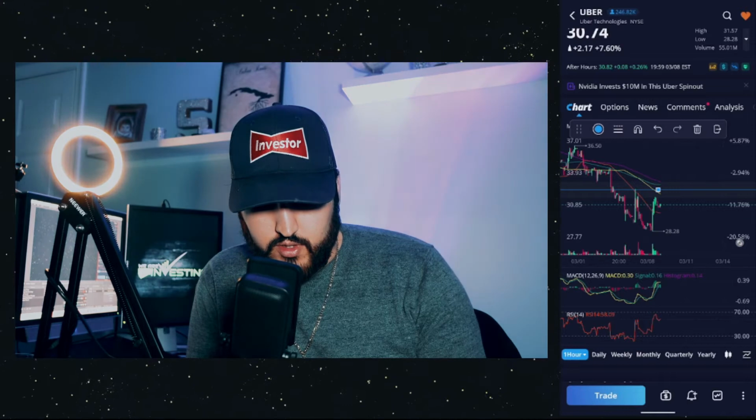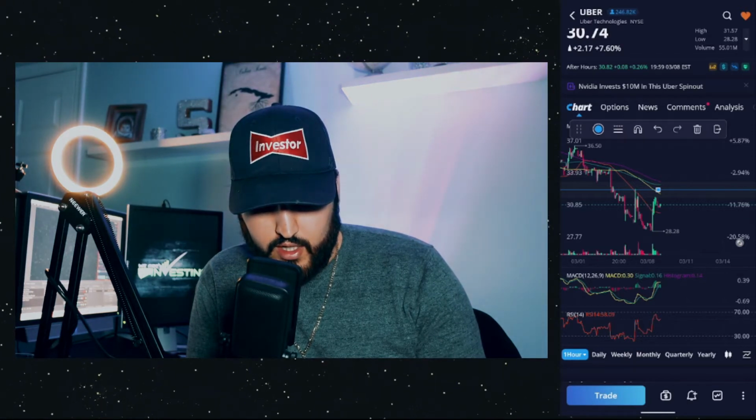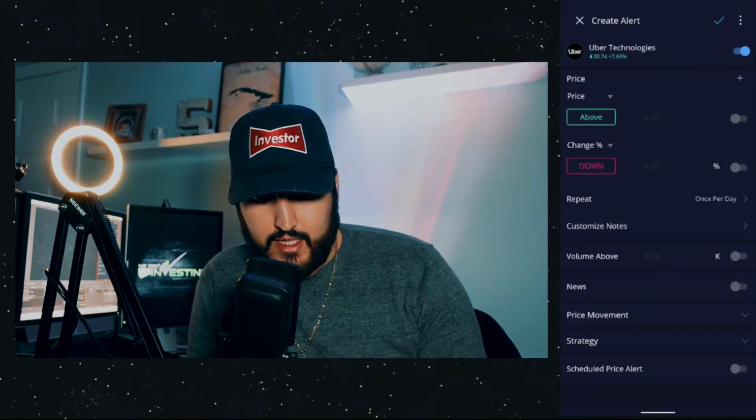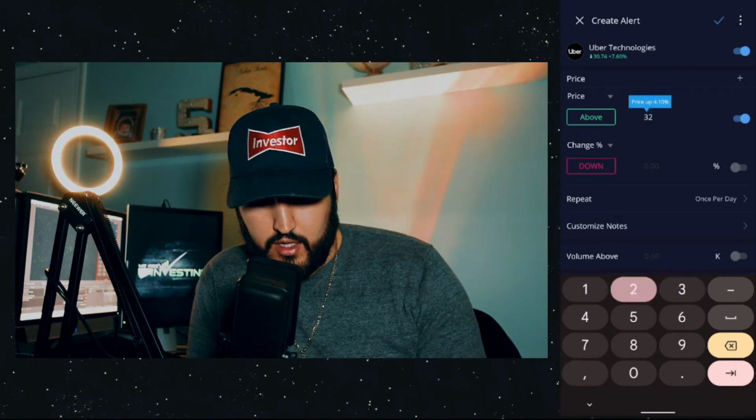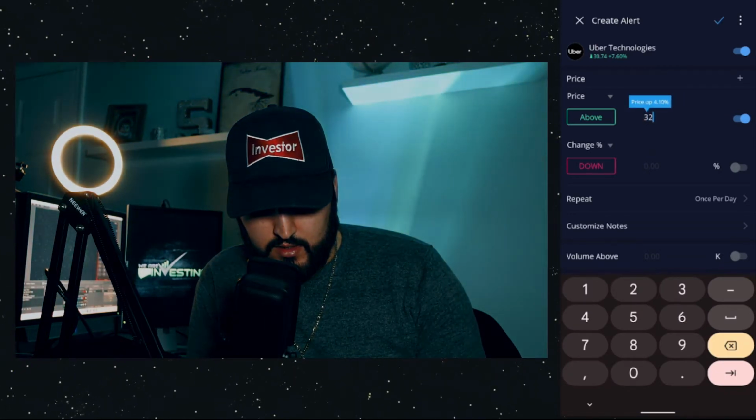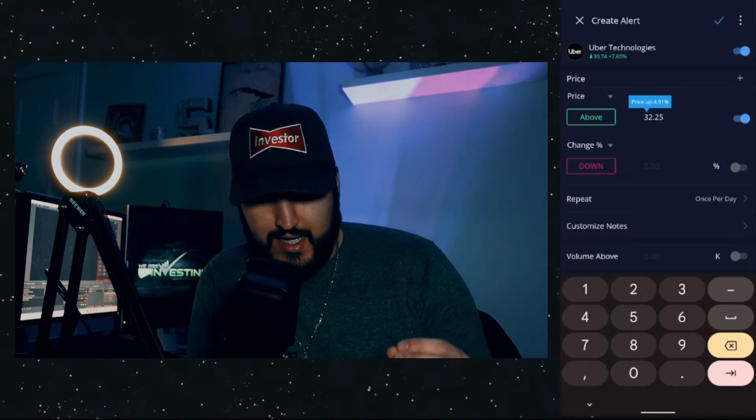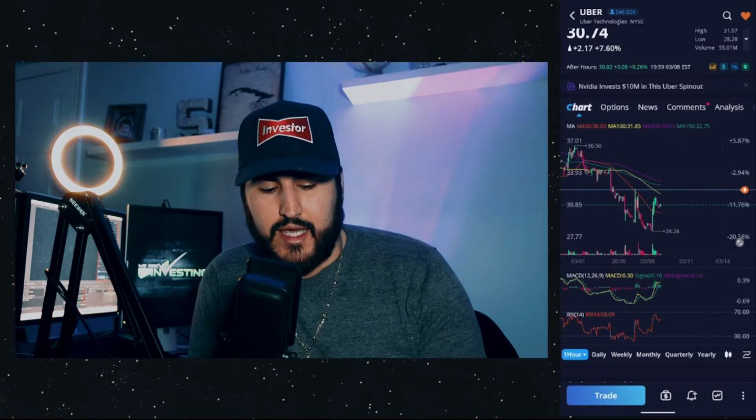Now this is a good segue into setting alerts. What I can do is click on that little bell there. And basically I can say that if Uber is above $32.25, that I want an alert. So now I have an alert set. If Uber approaches that resistance line, I will get a text from Webull saying that Uber got to that price and it's above $32.25.